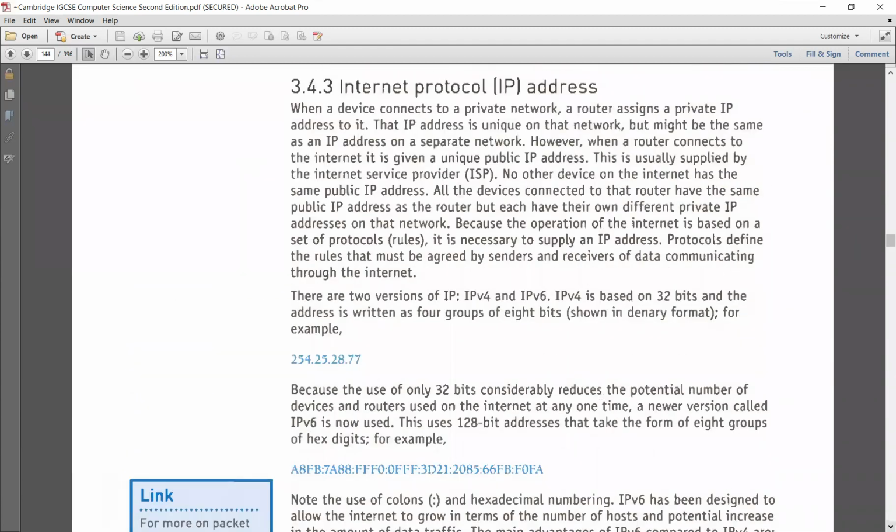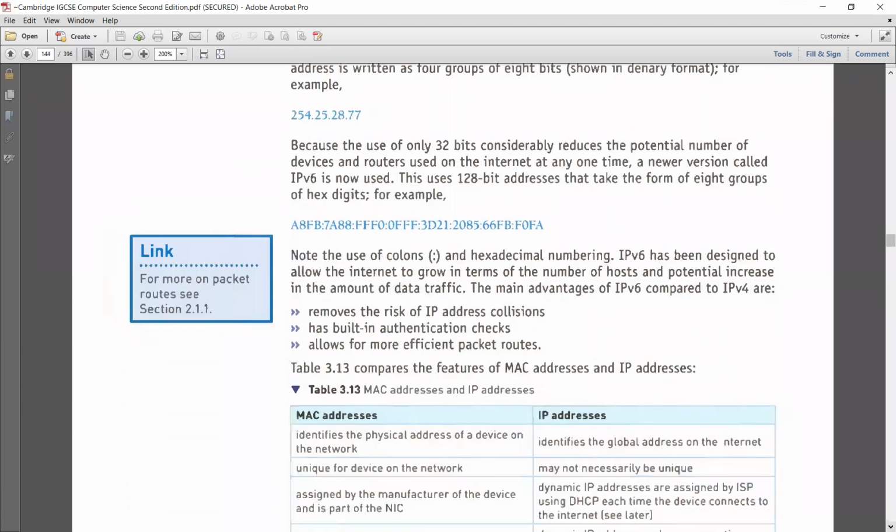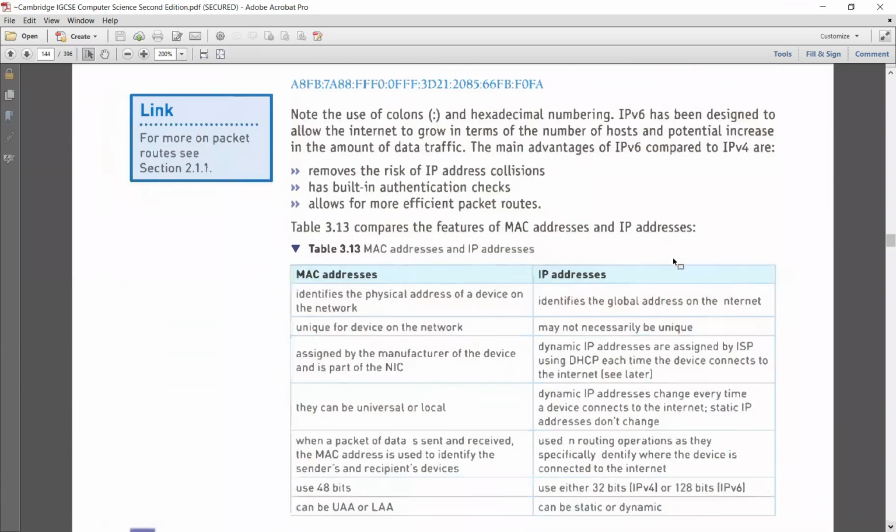IP addresses, as we discussed earlier, the same is mentioned here, but then we need to know the MAC address and IP address differences that can come in your paper. The same as I discussed earlier, a MAC address identifies the physical address, unique for devices on the network, assigned by the manufacturer. They can be universal or local. You can see the 48 bits and the 64 bits. On the contrary, the IP address is the global address on the internet and may not necessarily be unique. It is possible that IP addresses can be the same, dynamic IP and static IP. And then you need to know the routing operations are done in 32 bits or 128 bits. 32 bits is IPv4 and 128 bits is IPv6.